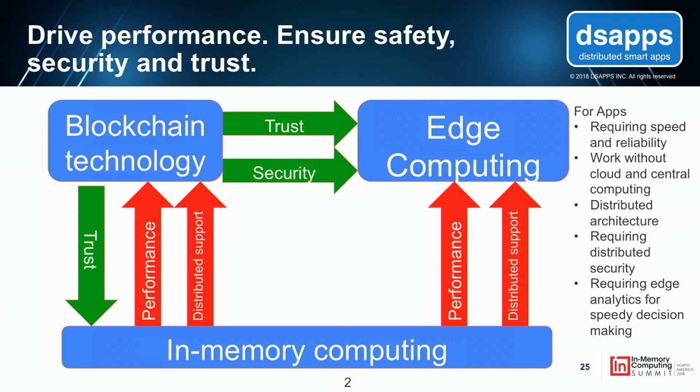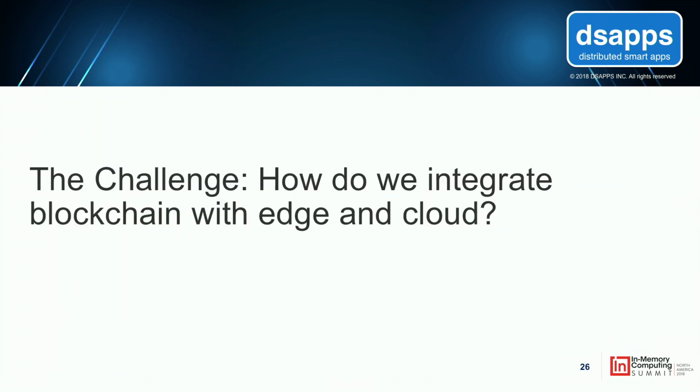So if you look at in-memory computing, driving performance, driving distributed support, blockchain technology, it also significantly provides performance advantages here, provides distributed support, and blockchain provides the trust and security. So for all these apps that require speed, reliability, working without the cloud, and requiring edge analytics. So the challenge is how do we integrate blockchain with edge and cloud?